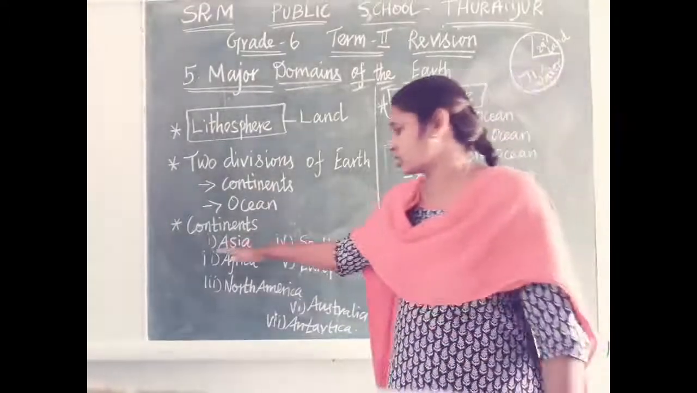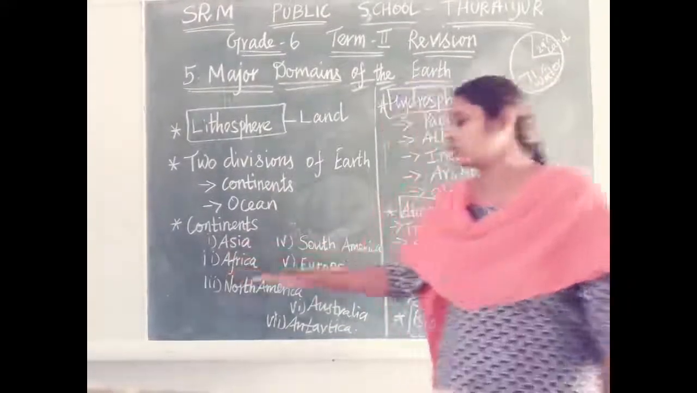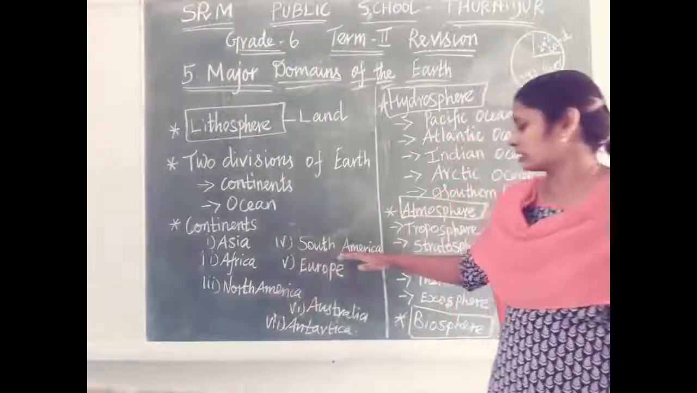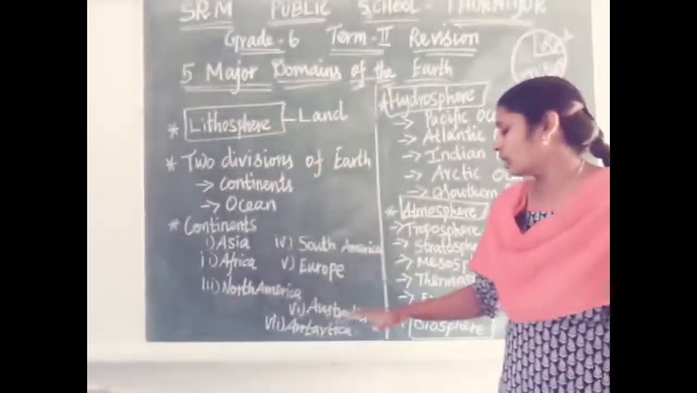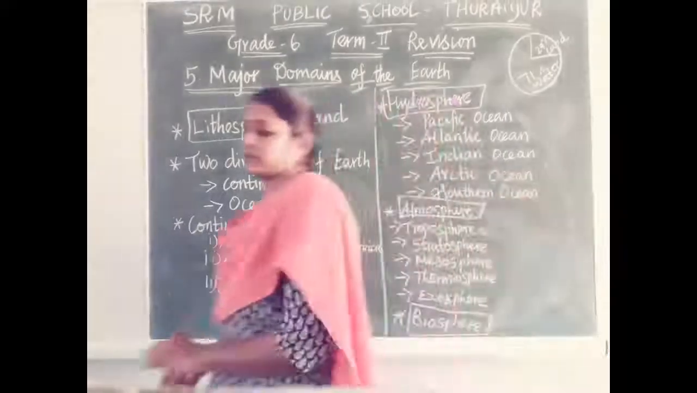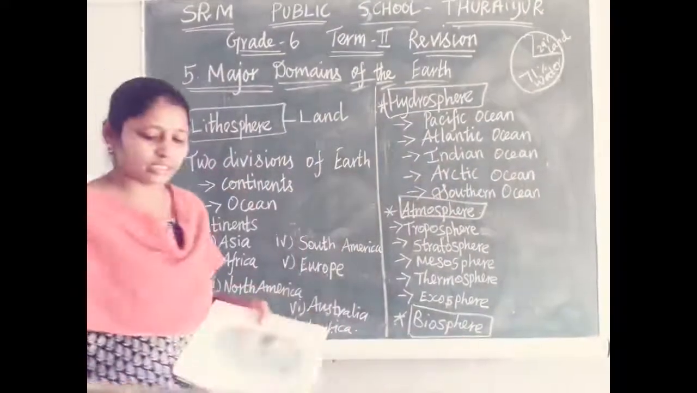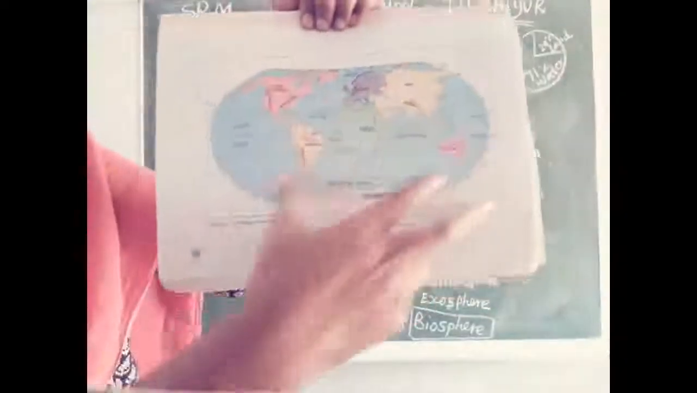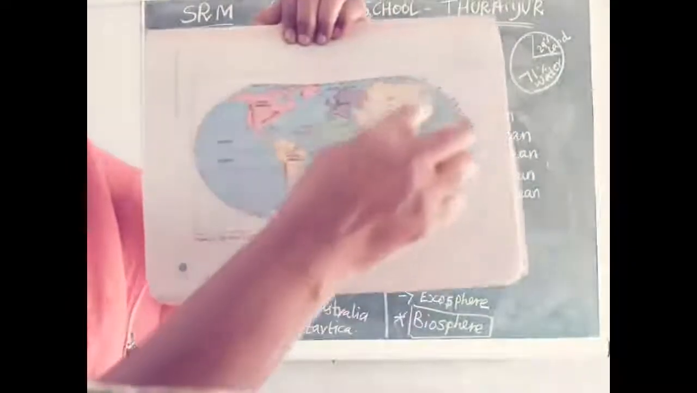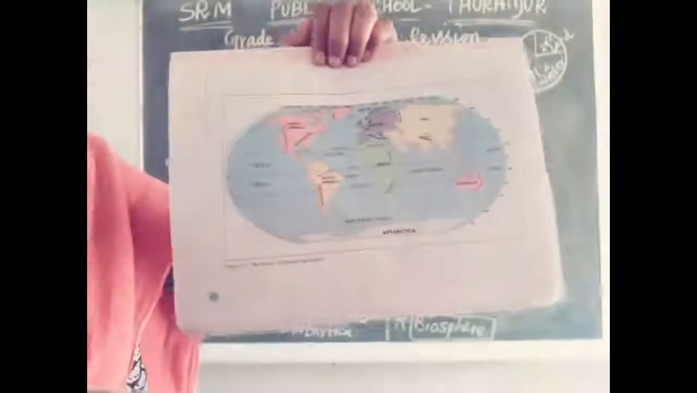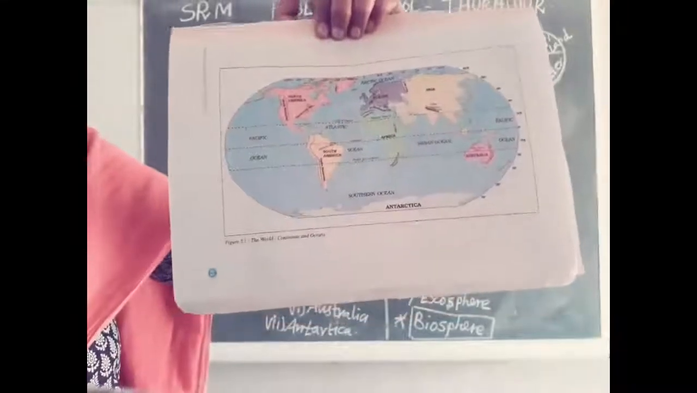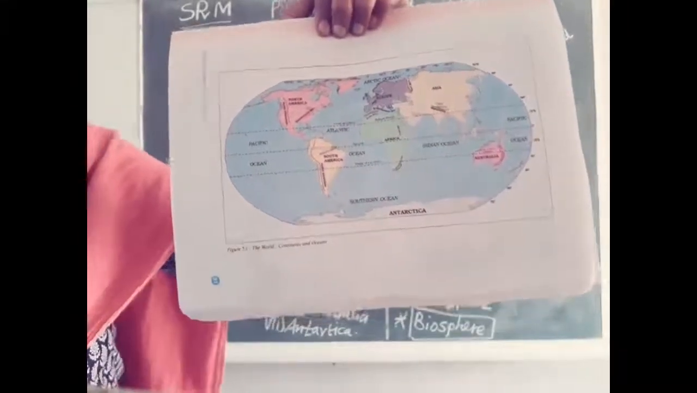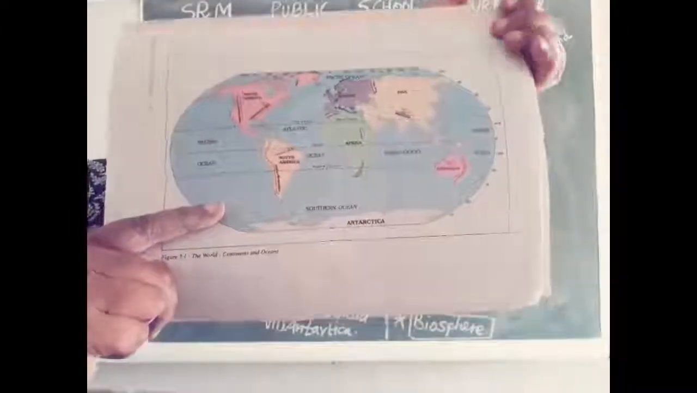One is Asia, second is Africa, third is North America, fourth is South America, then Europe, Australia and Antarctica. According to science, I wrote here. So the first continent is Asia. Just look at this map. The yellow color they shaded here is called Asia. The yellow colored part of this map is the continent of Asia. This is the largest continent.